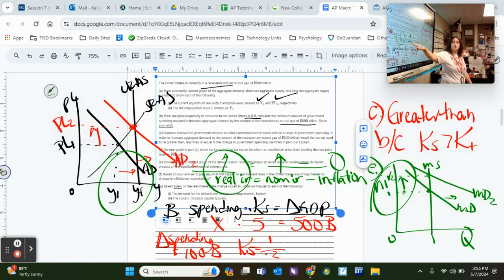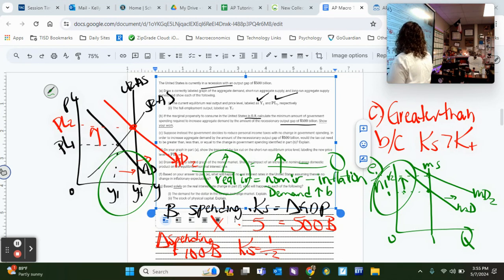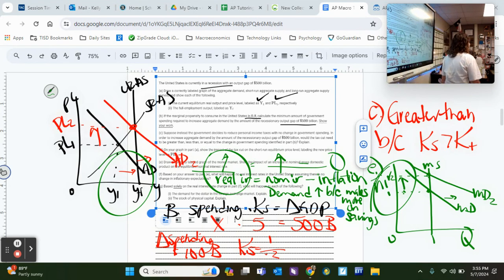All right, based solely off of the real interest rate change. The real interest rate just went up. What will happen to each of the following? What will happen to the demand for the dollar, and explain. If our real interest rates are higher, what happens to the demand for the dollar? People want to save their money in our country because they're earning more of a return. So the demand will go up because they make more on savings accounts. Don't say just because of higher interest rates. We already said that. You can't use that again.